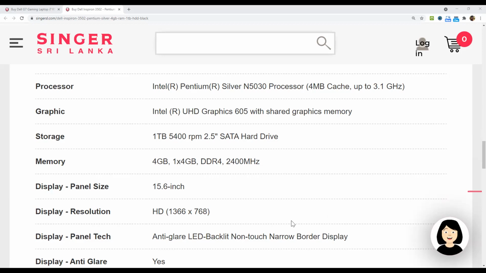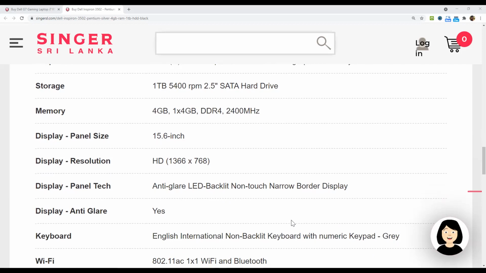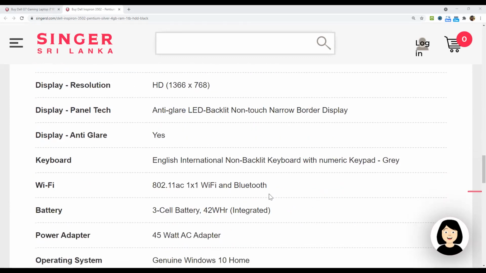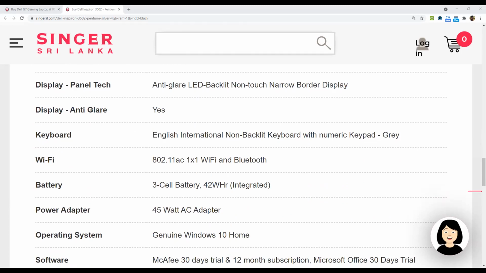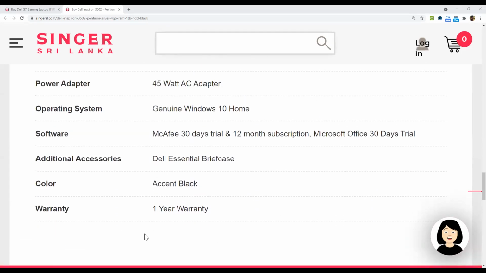Right, let's look at the operating system. I hope you have taken down the storage, memory, and then the screen size. Yes, operating system. Okay, finished. And if you go down, you can see it's a 1-year warranty, right?